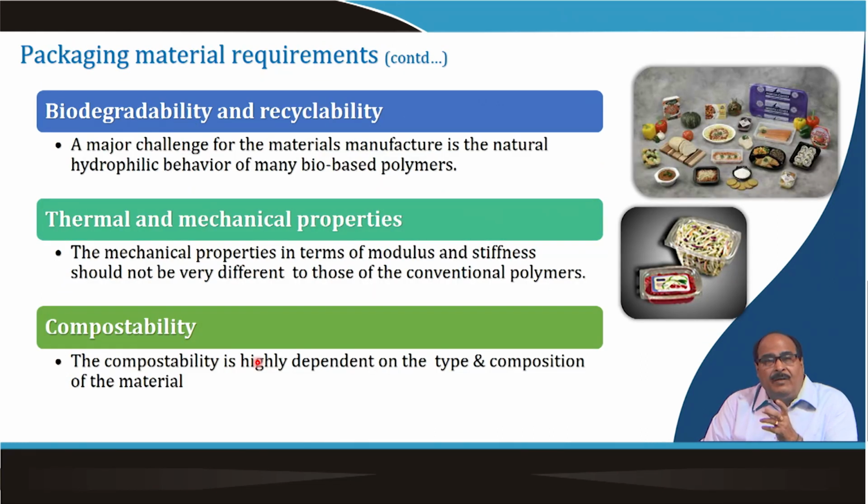Then biodegradability and recyclability, very important. A major challenge for the materials manufacturer is the natural hydrophobic behavior of many of the bio-based polymers. Then thermal and mechanical properties: the mechanical properties in terms of modulus and stiffness should not be very different from those of the conventional polymers. Even compostability is highly dependent on the type and composition of the material. So materials should be used so that the environmental problem or disposal of this packaging material is taken care of.